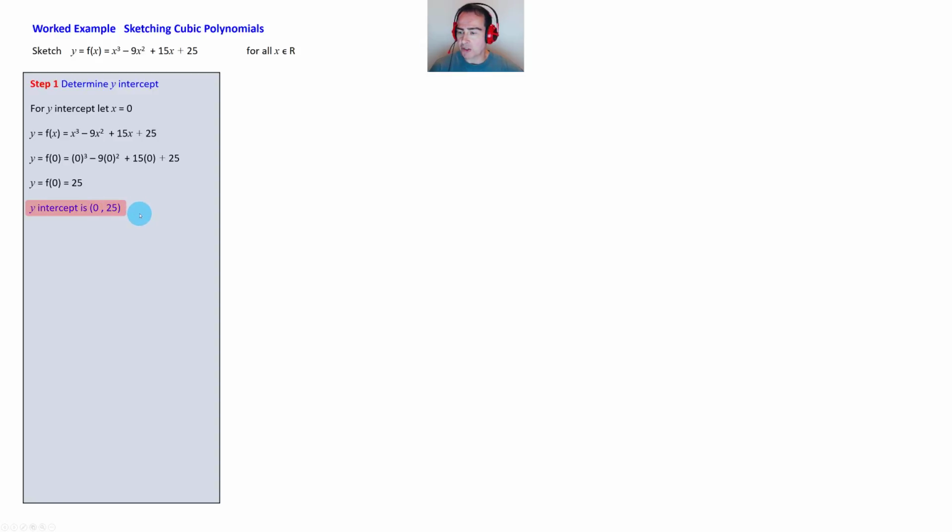Well, that's the first stage. This piece of information is important, so we highlight it as a reference so that we can come back to it when we get to producing our graph. The next stage is to determine the x-intercepts. Now this involves several stages. As before, to determine the x-intercept, we substitute this time y equals 0. This leads to the equation y equals f of x, the same cubic expression, equals 0.